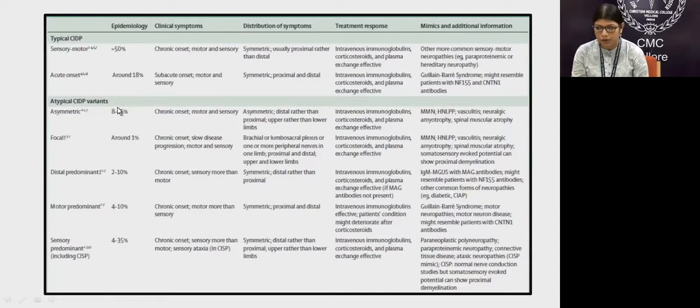Atypical CIDP variants, the most prominent ones are the asymmetric CIDP, focal CIDP, and distal predominant CIDP, that is the distal acquired demyelinating symmetric DADS variant of CIDP. You can have a motor CIDP, and the newest one is a sensory predominant CIDP, also called chronic immune sensory polyradicular neuropathy.